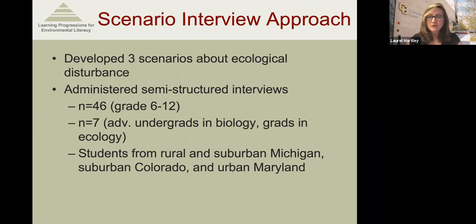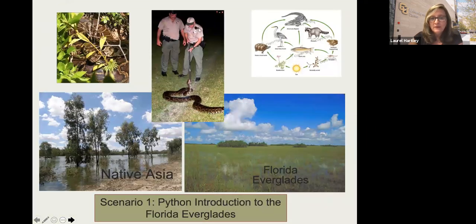We did semi-structured interviews, which were about 45 minutes each, with 46 grades 6 through 12 students and 7 undergrads and grads in ecology. And those students were from rural and suburban Michigan, suburban Colorado, and urban Maryland. Scenario 1 was about Python introduction to the Florida Everglades. So we would show students some photos. We would give them things like a food web to reason about and ask questions.